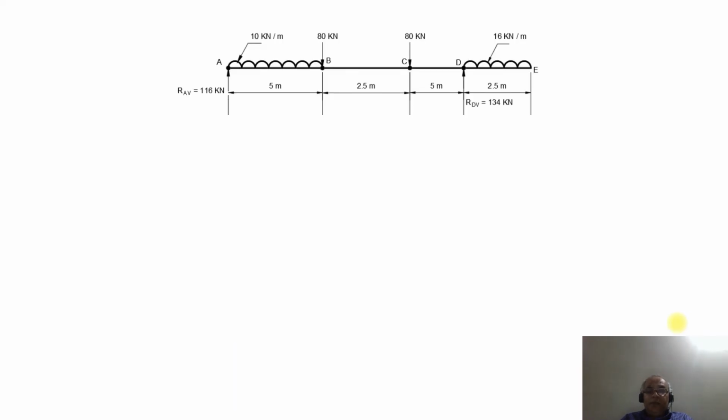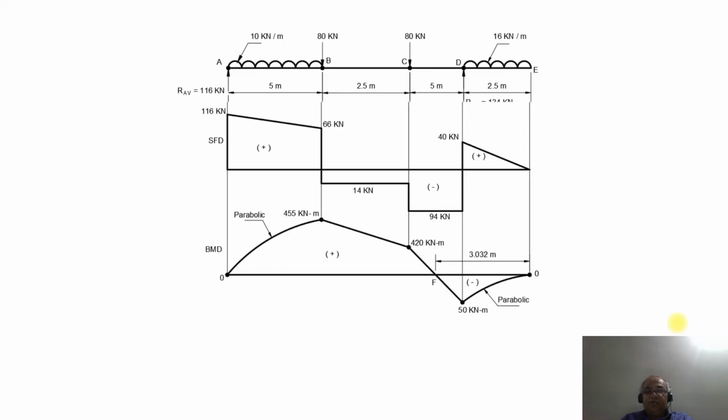So this is how you will be able to analyze and solve this particular problem. You can see here x is 3.032 meters from E, and the maximum positive bending moment is at the point B, which is 455 kilonewton meter, and the maximum negative bending moment is at the point D, which is minus 50 kilonewton meter. And the point of contraflexure is at a distance of 3.032 meters from E. This is how you will be able to analyze and solve this problem. Thank you.